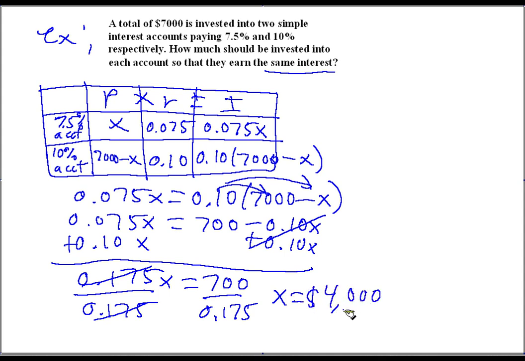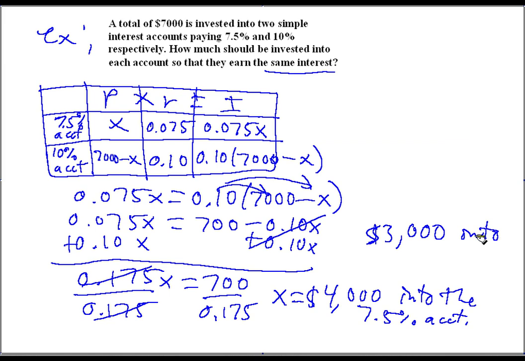That means $4,000 will go into which account? Into the 7.5% account. So $4,000 into the 7.5% account. And how much into the 10%? Well, 7,000 minus that, so $3,000. So $3,000 into the 10% account. So again, $4,000 into the 7.5% account and $3,000 into the 10% account as our solution here.